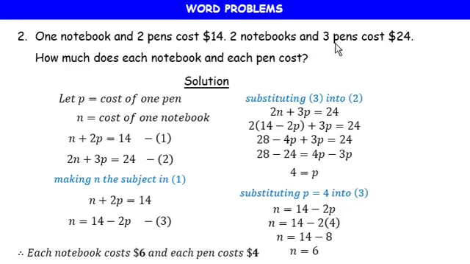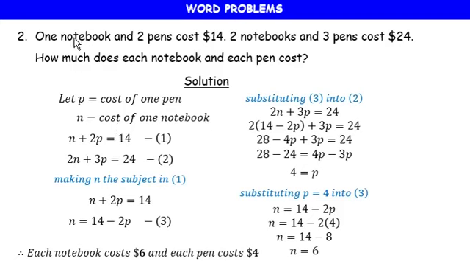Two notebooks and 3 pens cost $24. How much does each notebook and each pen cost? Since we don't know the price of each pen and the price of each notebook, let's represent them by variables. Let P be equal to the cost of one pen and N be equal to the cost of one notebook.